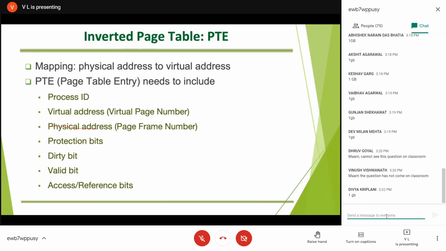I don't need the physical address because the page frame number is the index, so this is going to act as an index. So I need not store it. I need to store the protection bit, dirty bit, valid bit, and access and reference bit. So this is not required.